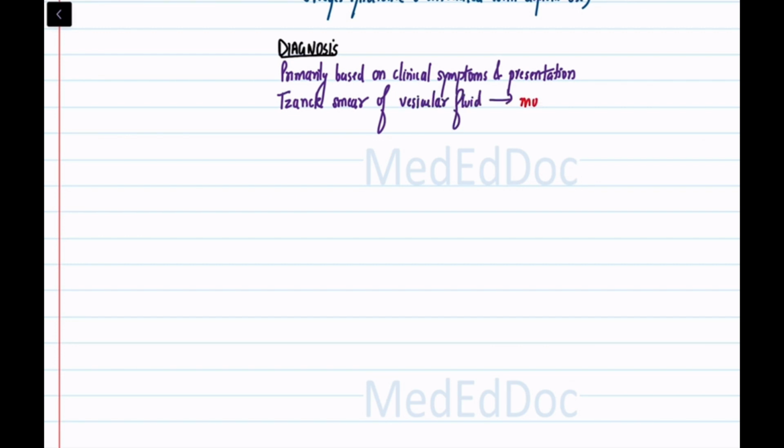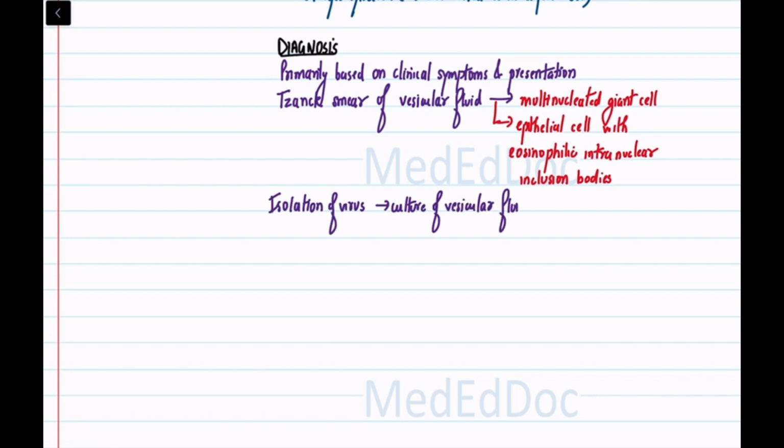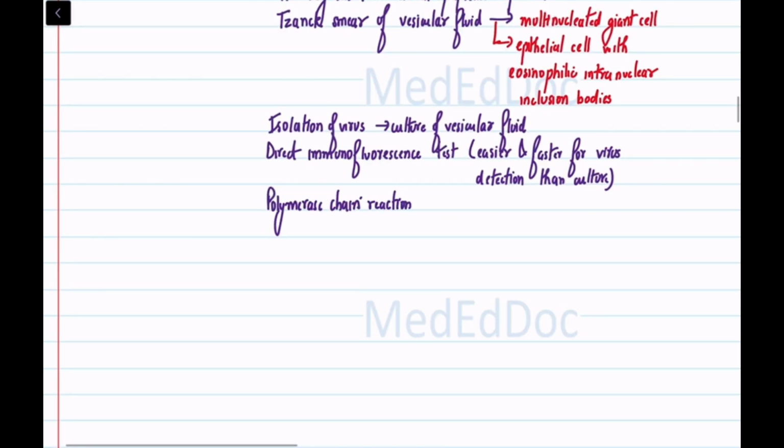Diagnosis. Diagnosis is primarily based on clinical symptoms and presentation. A Tzanck smear of vesicular fluid can reveal multinucleated giant cells and epithelial cells with eosinophilic intranuclear inclusion bodies. Isolation of the virus can be achieved through culture of vesicular fluid. Direct immunofluorescence tests are easier and faster for virus detection than culture. Polymerase chain reaction, PCR, can identify specific viral genes.